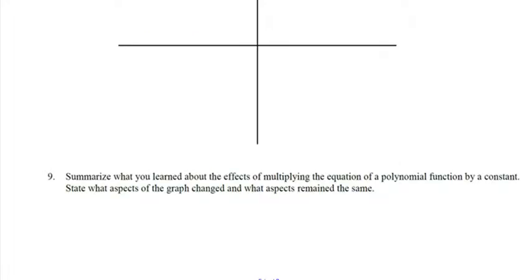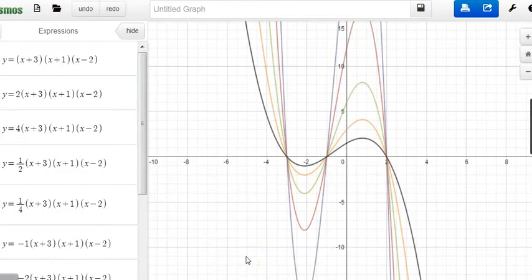Summarize what you learned about the effects of multiplying the equation of a polynomial function by a constant. State what aspects of the graph changed and what remained the same. Intercepts, counting, and the times 2 rate of change. What didn't change? The x-intercepts did not change. The y-intercept did change. The degree of concavity changed.